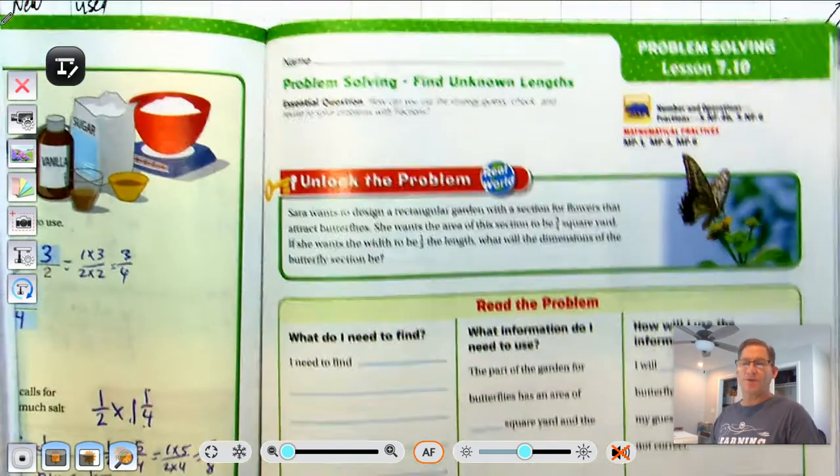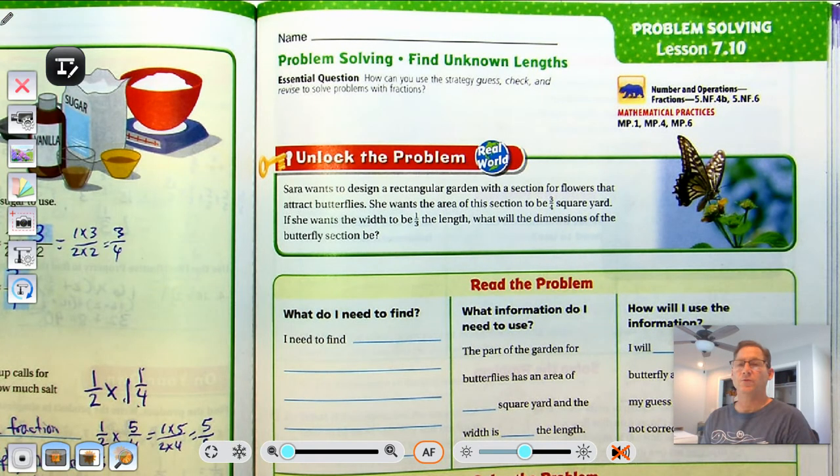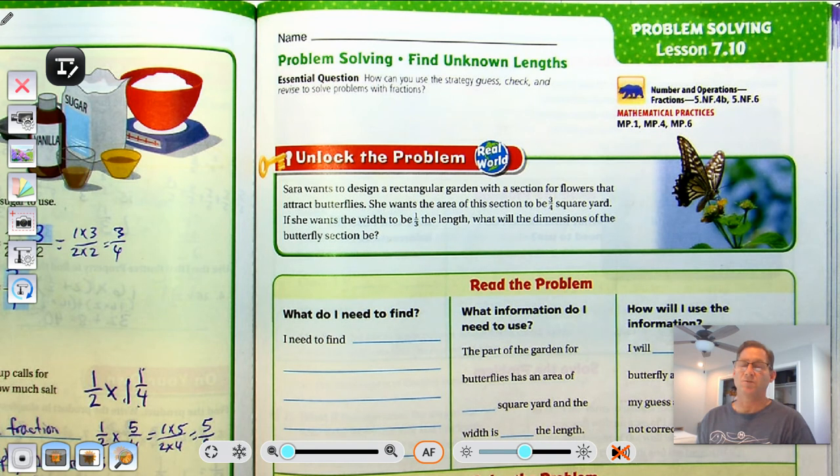Hello, everybody. Today we're going to work on our final lesson of Chapter 7, working on problem solving, finding unknown lengths. We're on page 345 of the 5th grade Go Math textbook, and the strategy we're going to use today is known as guess, check, and revise to solve problems with fractions.